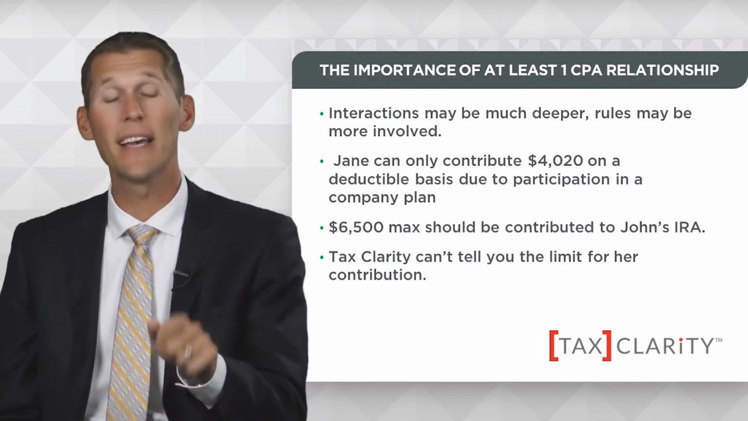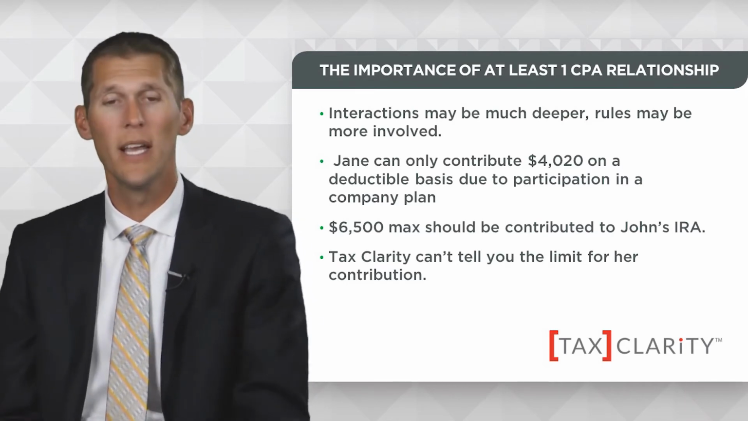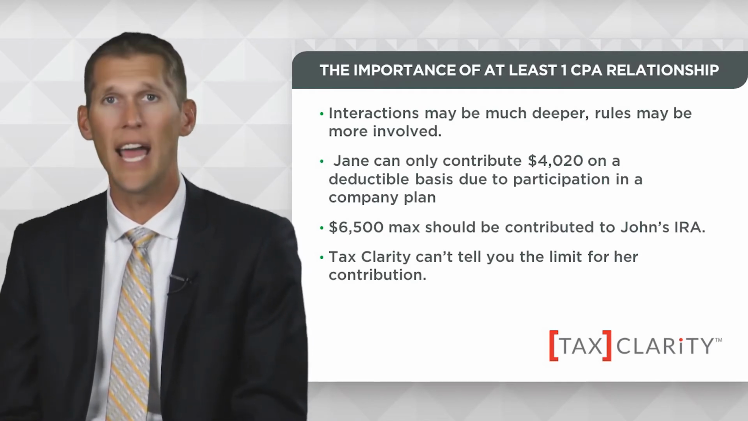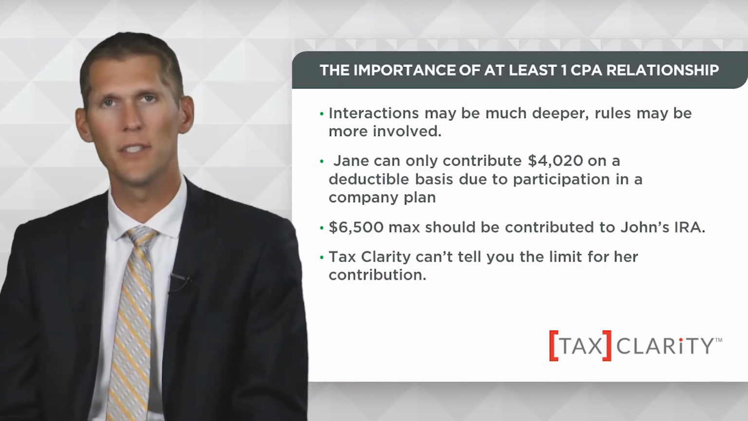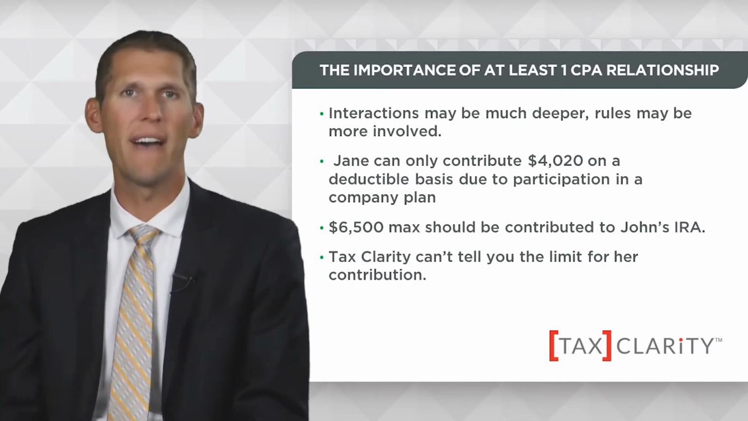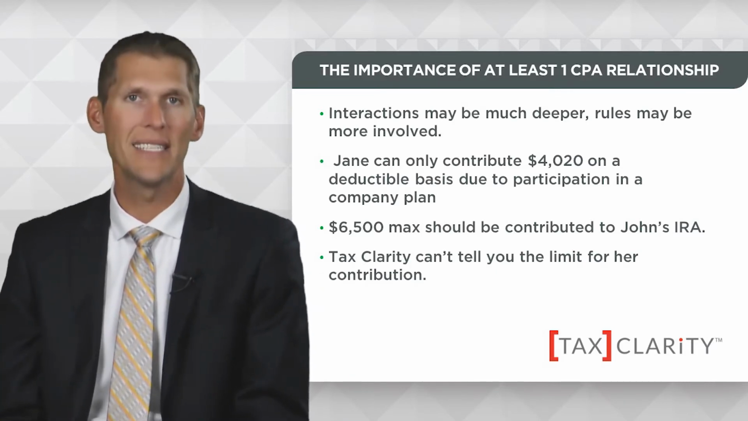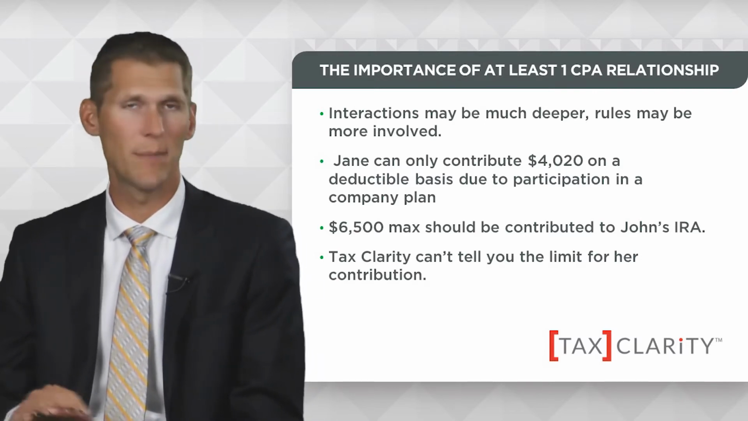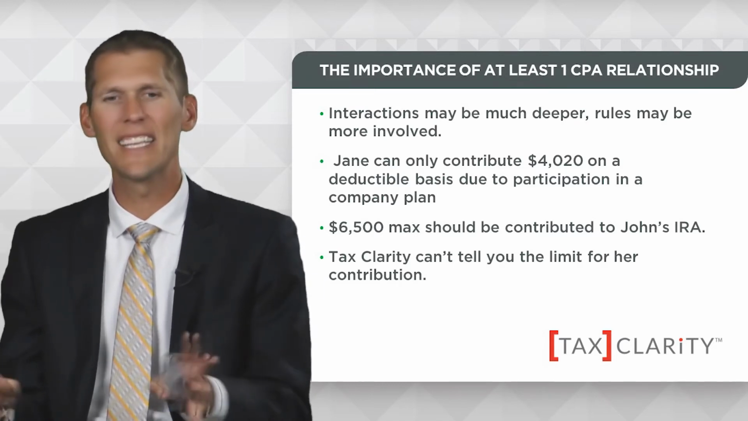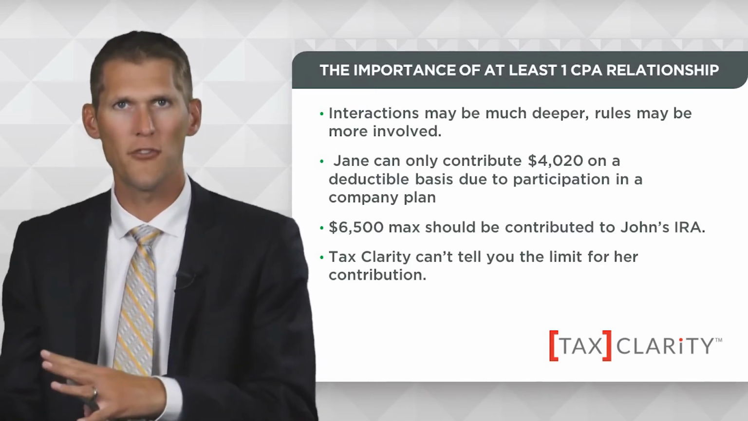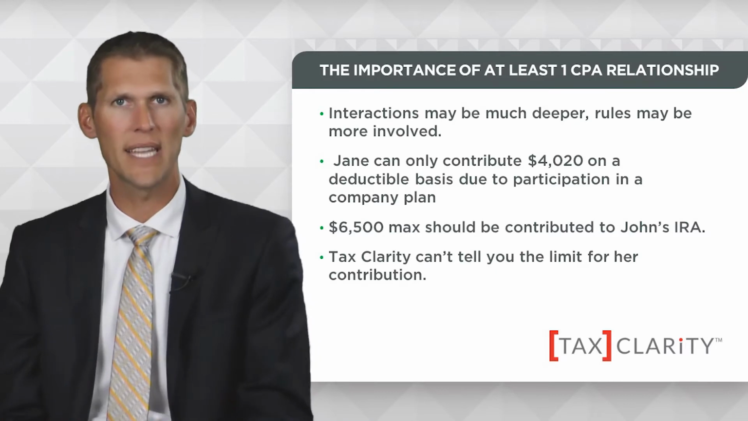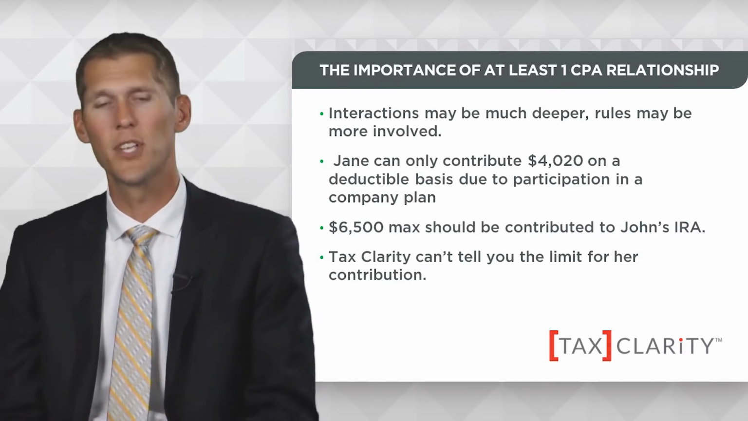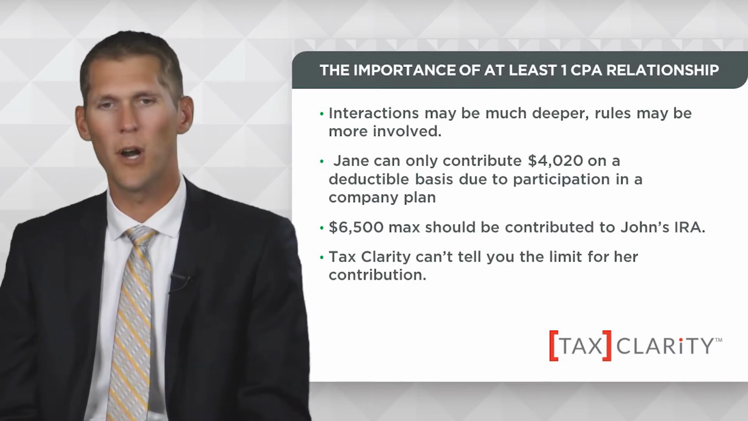So in this case, because Jane was contributing to an employer-sponsored retirement plan, she could only contribute $4,020 to a deductible IRA, which means that we contributed a $6,500 max to his IRA in order to get us to the number we needed to reduce those capital gains as much as possible. Now, Tax Clarity isn't going to be able to tell you those limits for contributions. It's not asking about outside contributions to IRAs. That's where it becomes so important to build relationships with other centers of influence in your local market.